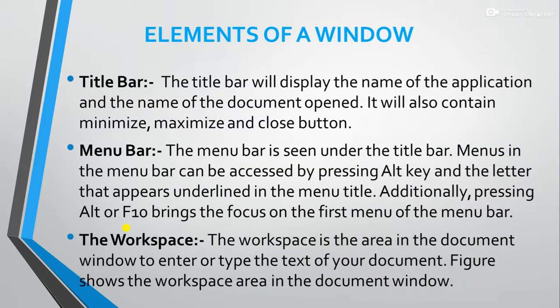Next, the elements of a window are given as follows. The title bar will give you the name of the application and the name of the document to be opened. It also contains minimize, maximize, and close buttons. What is the menu bar? Menu bar is seen under the title bar. Menus in the menu bar can be accessed by pressing the Alt key. The workspace. The workspace is the area in the document to enter or type the text of the document.